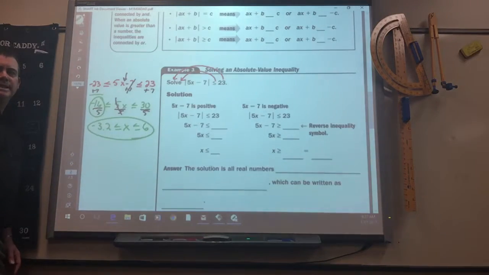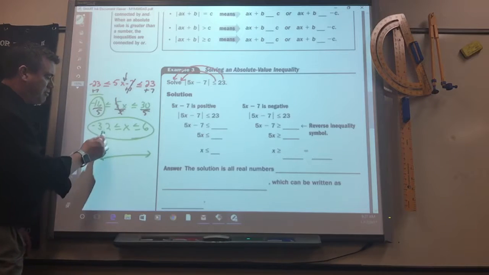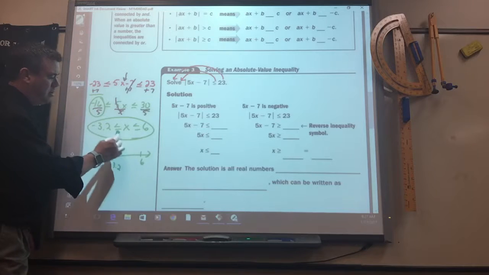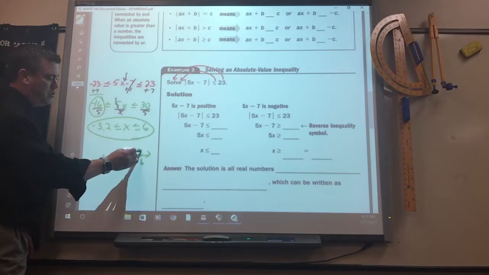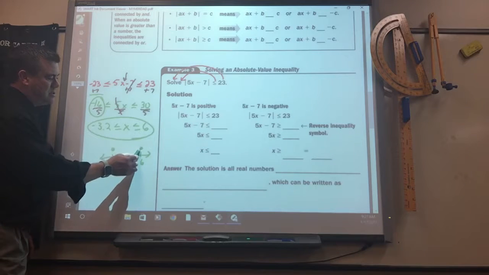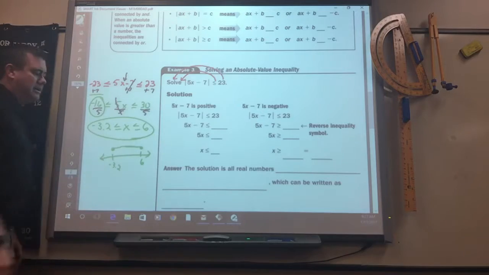Okay. We don't have to graph these as much because we've already gone through the graphing part, but just to remind you, if we did graph it, negative 3.2 would go there, 6 would go there. They're both equal to, so you put filled in. X is less than, so it's to the left of 6. X is greater than, so it's to the right of that, so they connect.